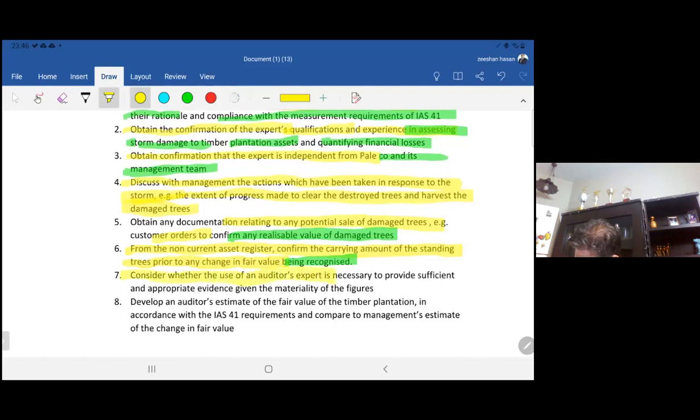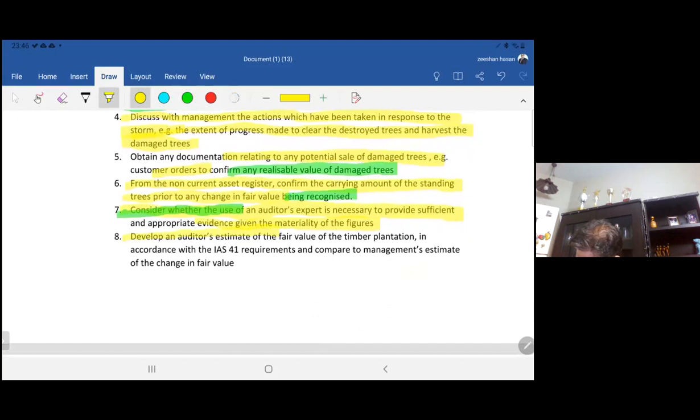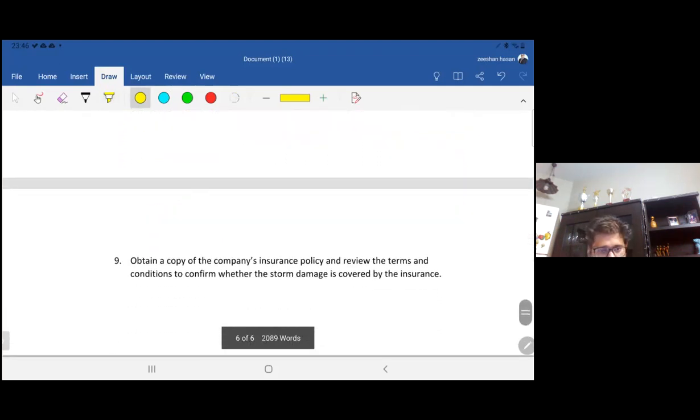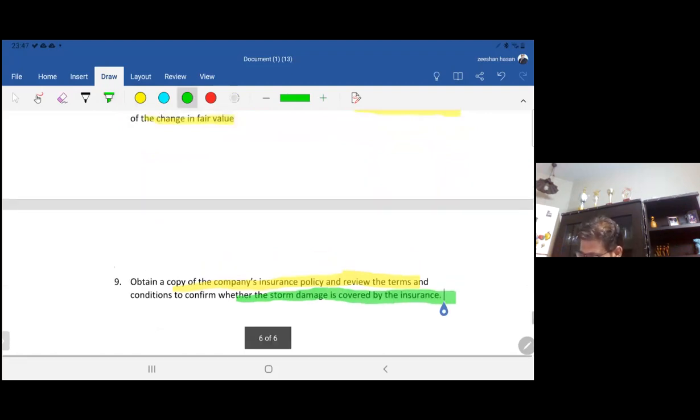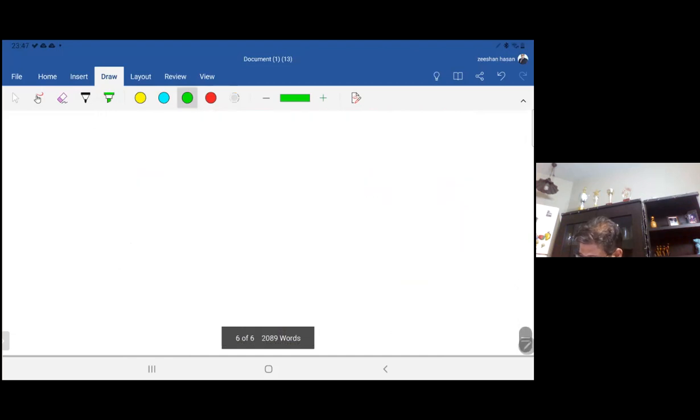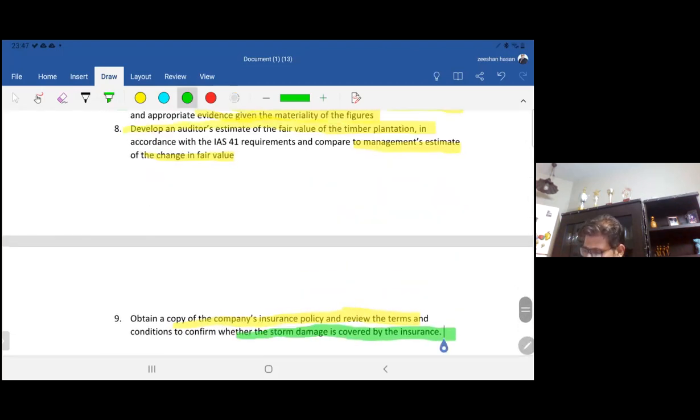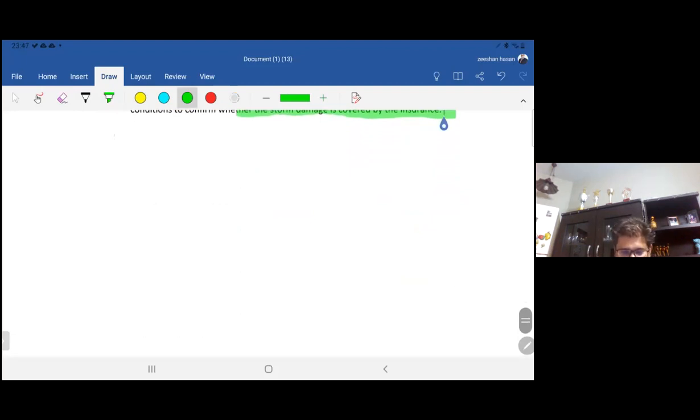Consider whether the use of an auditor's expert is necessary to provide sufficient and appropriate evidence given the materiality of the figures. Again, the reason is already embedded. Then develop an auditor's estimate of the fair value of the timber plantation in accordance with IAS 41 requirements and compare it to management's estimate of the change in fair value; the reason is already embedded. Finally, obtain a copy of the company's insurance policy and review the terms and conditions. Why so? To confirm whether the storm damage is covered by the insurance. So far, so good, three extra done. Now we will look at the next requirement next time.